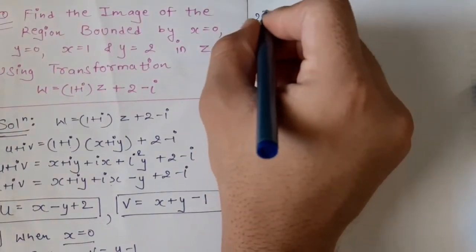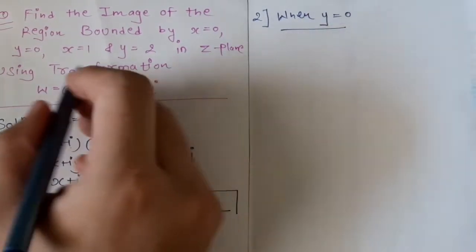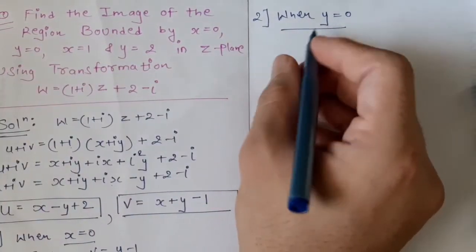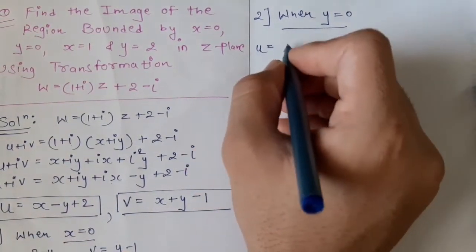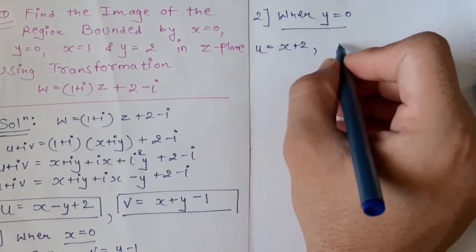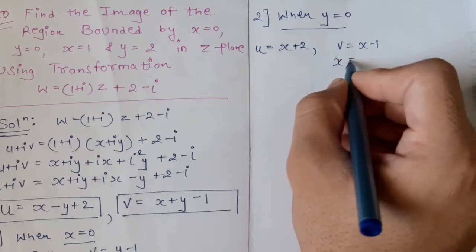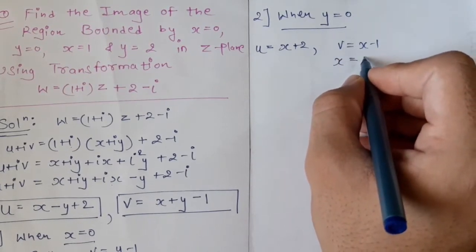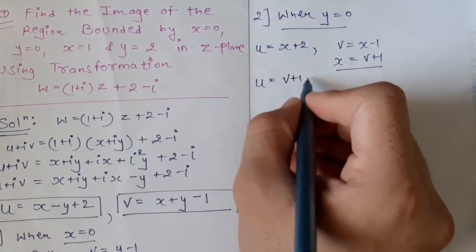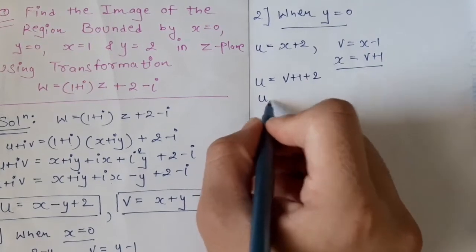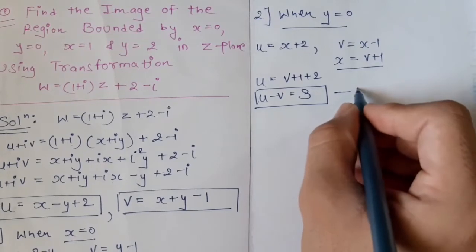So now the second, when y equals 0. Here it is mentioned that y is equal to 0. So when y is equal to 0, we have to put y equals 0 in these two equations. So u is equal to x plus 2 and v is equal to x minus 1. So now we substitute x equals v plus 1 in this equation of u. So u is equal to v plus 1 plus 2. That means u minus v is equal to 3. This is the other equation. Okay, this is equation 2.